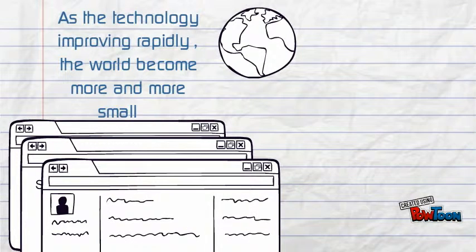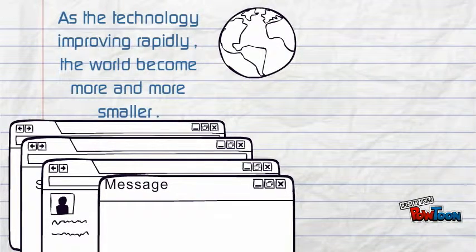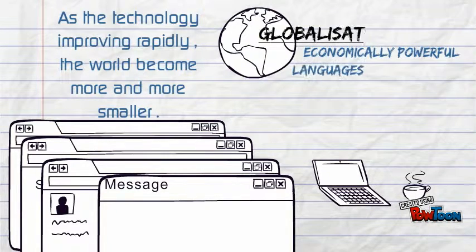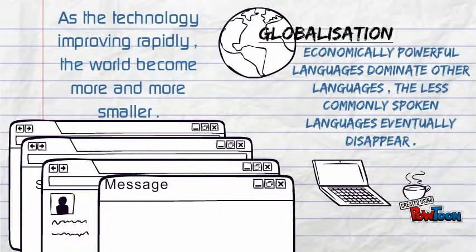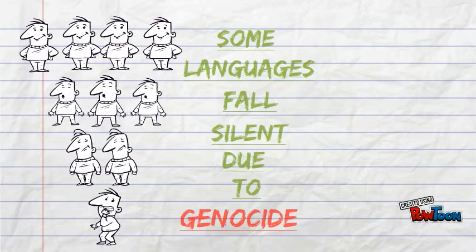On the other hand, as technology improves rapidly, the world becomes smaller and smaller. Due to the process of globalization, economically powerful languages dominate other languages. The less commonly spoken languages eventually disappear.